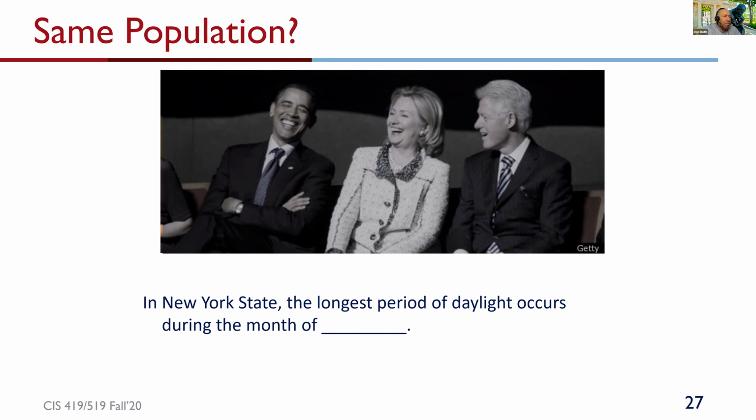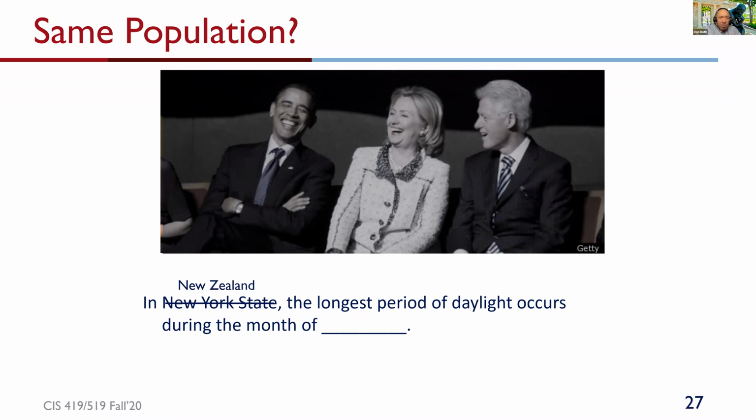Here is a nice example that I like. This is a question that I will not ask you for the answer, but I assume most of you know the answer. In New York State, the longest period of daylight occurs during the month of... Think about it for a second. June. Yes. Now I'm going to make one change here. Instead of New York State, I'm going to put New Zealand.